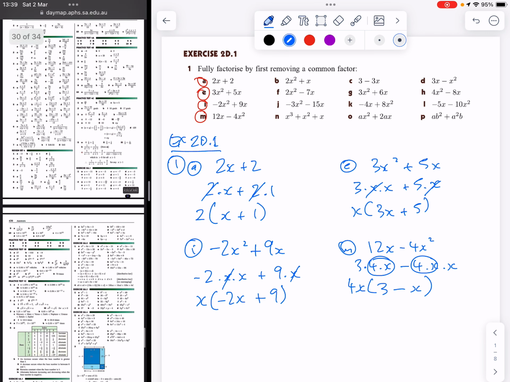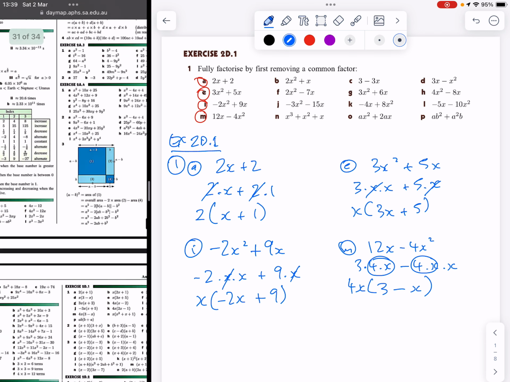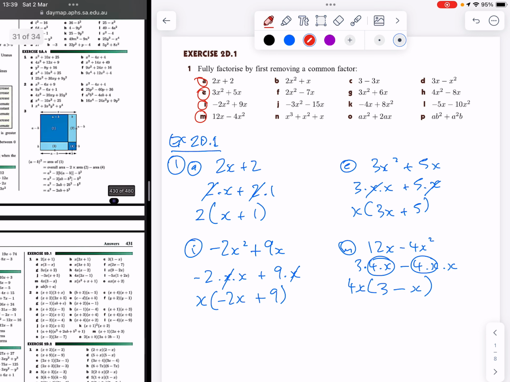2D.1, 2x plus 1, 3x plus 5. The answer is x times 9 take away 2x. It's the same as my answer. There's a positive 9, which I have, and negative 2x, which I also have, so that's fine. And 4x times 3 take away x. Fine, 2D.1 done.